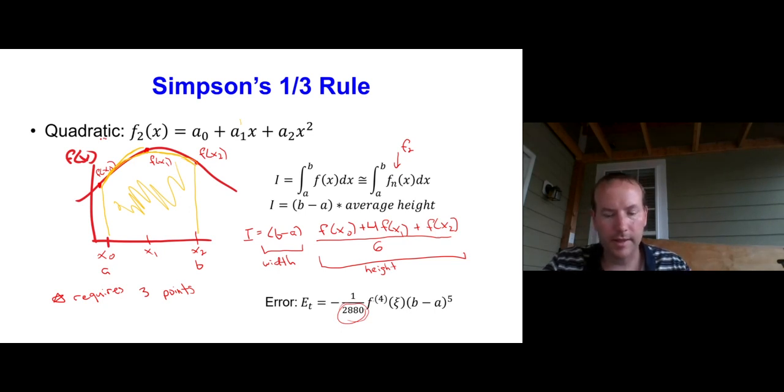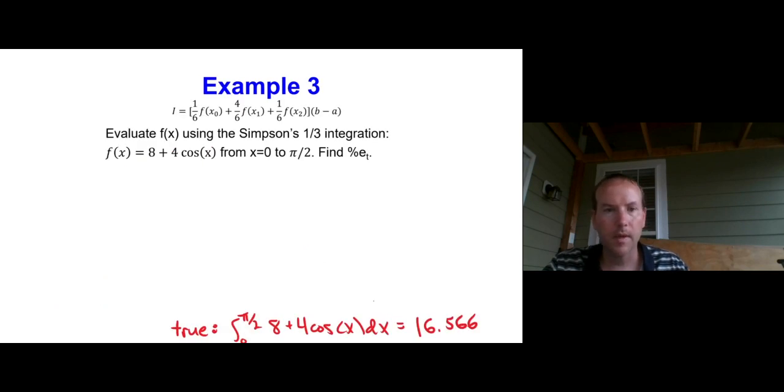So let's take a look at an example where we apply this new equation. We're still trying to integrate the same function, 8 plus 4 cosine x, from 0 to pi over 2. So I'm going to redraw my little number line here, just to make it clear that we want 3 points: 0, pi over 2, and so this is going to be pi over 4. Okay? And then we've got our true answer at the bottom. We're not going to look at that for now, just going to take a look at that at the end.